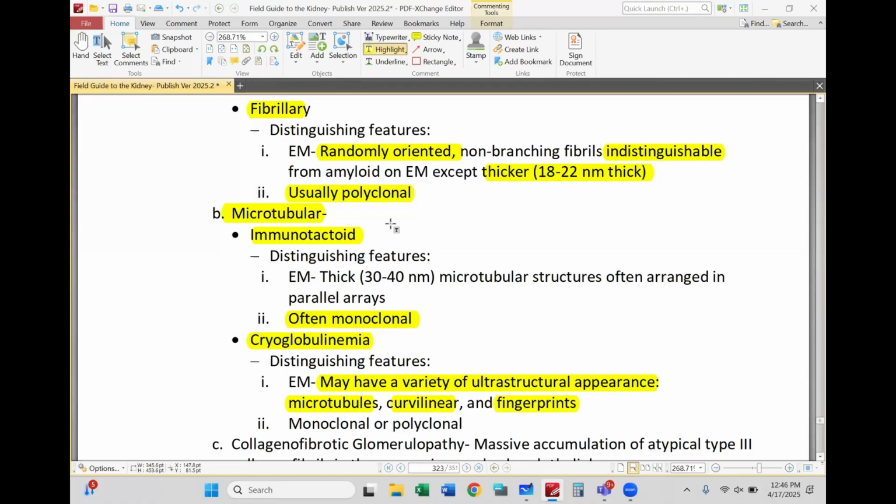Am I dealing with immunotactoid or cryoglobulinemia? So it's often said that in order to diagnose immunotactoid, you should exclude cryoglobulinemia. So how do you exclude that? Usually through serologic testing as well as looking for clinical context. Okay. So again, immunotactoid is correlated with monoclonality. Cryoglobulins can be both monoclonal or polyclonal.